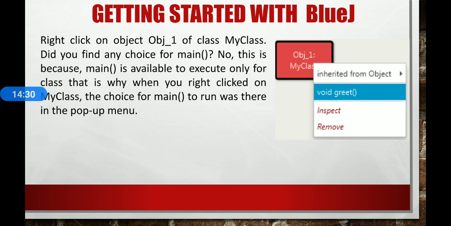We just learned that the main function will execute only once, very first for the class. It will not run again for any object. Let us test this fact out. Right click on the object obj_1 of my class. Did you find any choice for main? No. This is because the main function is available to execute only for the class, that is why, when you right click on my class, the choice for the main function to run was there in the pop-up menu.